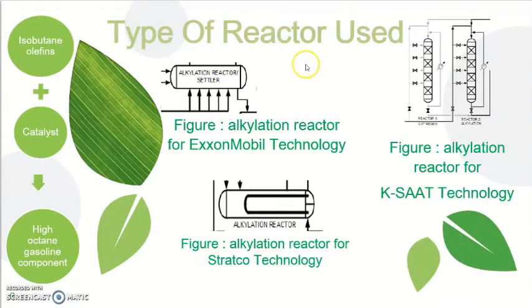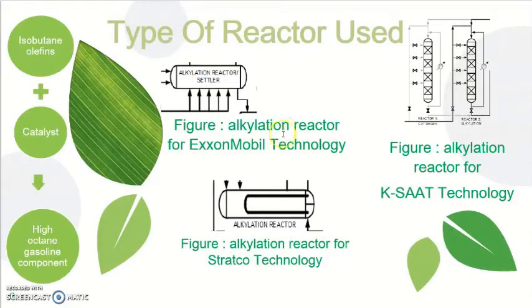So we have three different types of catalysts. That means that we will have three different types of alkylation unit. First of all, we have sulfuric acid alkylation unit, hydrofluoric acid alkylation unit, and also solid acid alkylation unit.